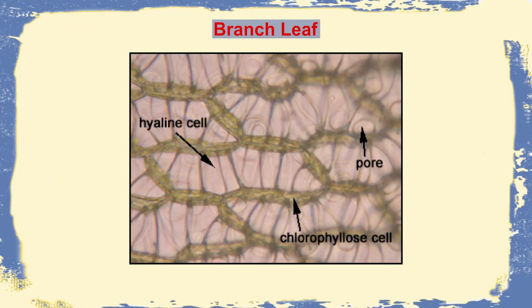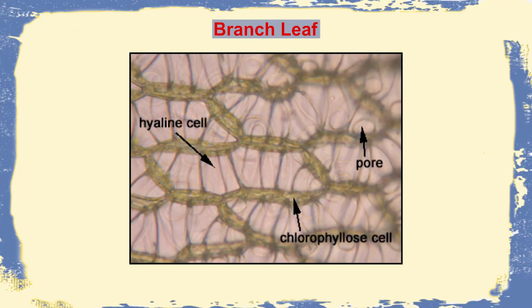Now when a section of the branch leaf is prepared in case of Sphagnum, two different types of cells are seen, namely the chlorophyllous cell and the hyaline cell. The chlorophyllous cell consists of chloroplasts which help in the process of photosynthesis, and at the same time they also give greenish coloration to the plant body.